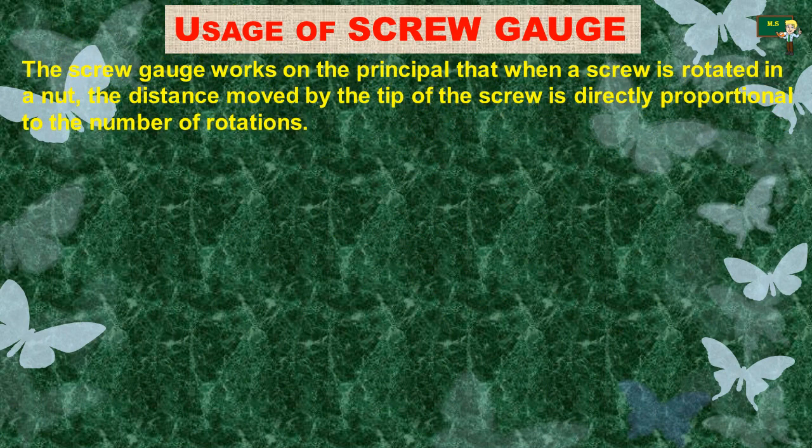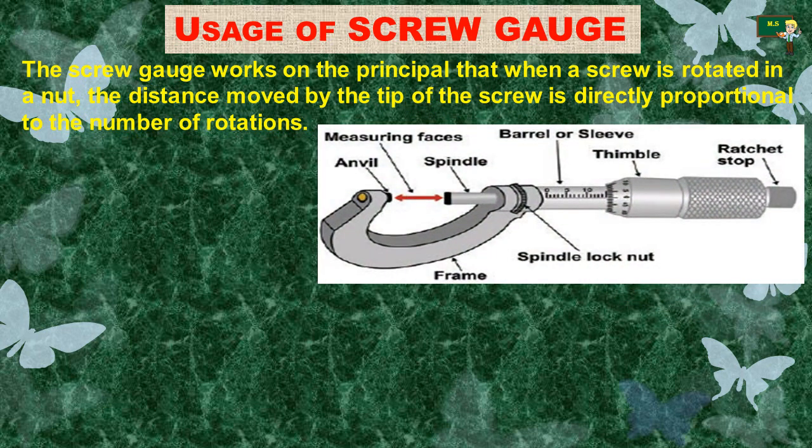Now let's see the usage of this screw gauge. The screw gauge works on the principle that when the screw is rotated in a nut, the distance moved by the tip of the screw is directly proportional to the number of rotations. Already I told you about the HS, that means the head scale rotations. Then the pitch of the screw. Here you can see again the head scale rotation and the pitch scale rotation.